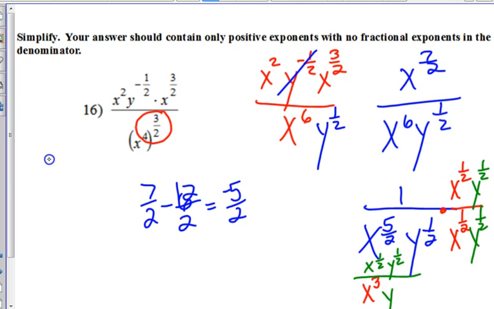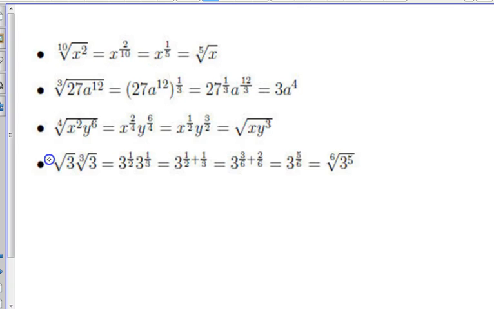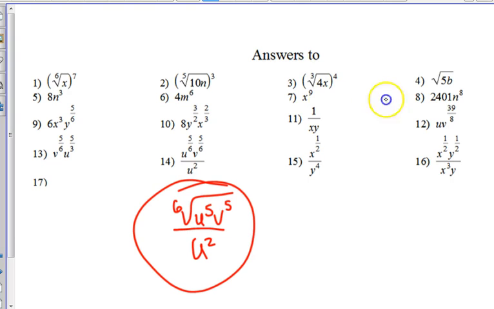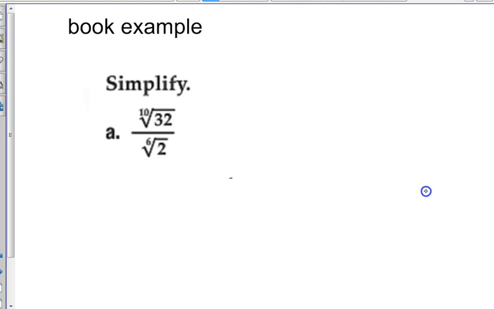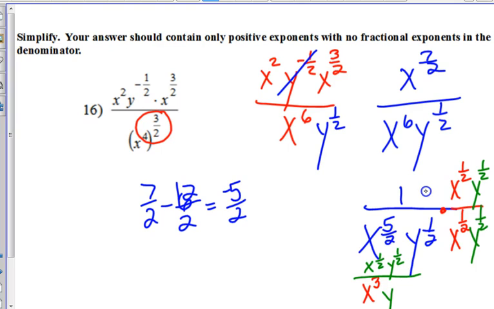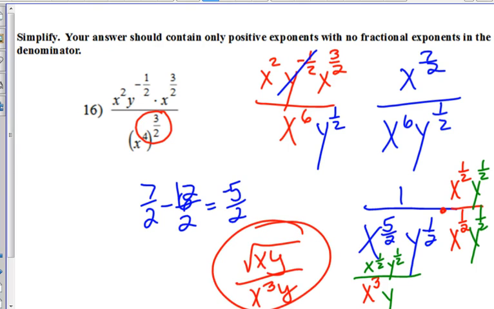Let's see if that matches their answer. Is this what we got? X to the 1/2, y to the 1/2, x cubed, y? Okay. The reason for that, one more time, is if I wrote that as a radical, I'd have the square root of xy over x cubed y. Is that kosher? No radical in the denominator.